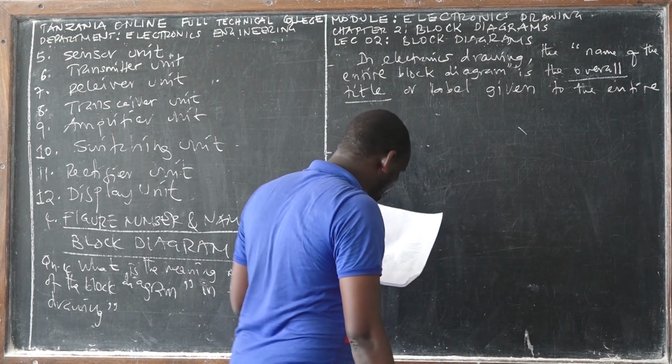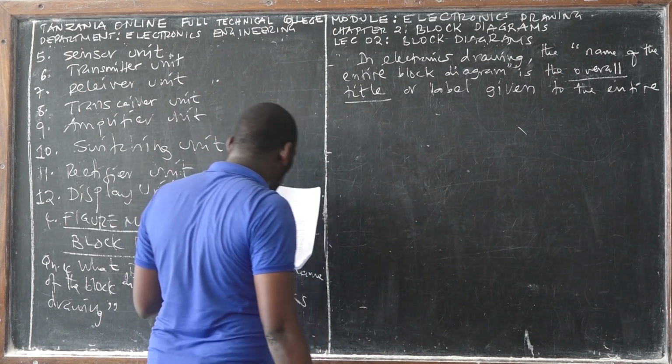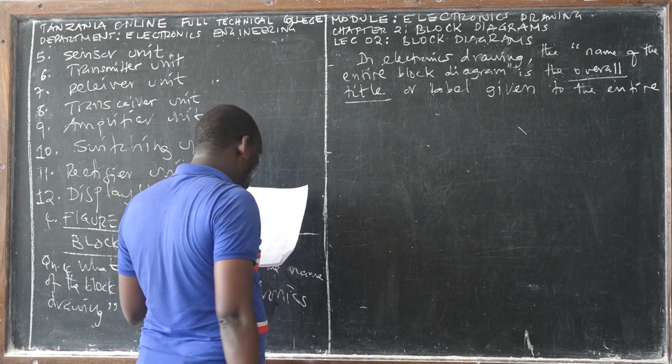So we've been talking about chip blocks, we've been talking about arrows, we've been talking about labels. Now we are talking about the entire block diagram.